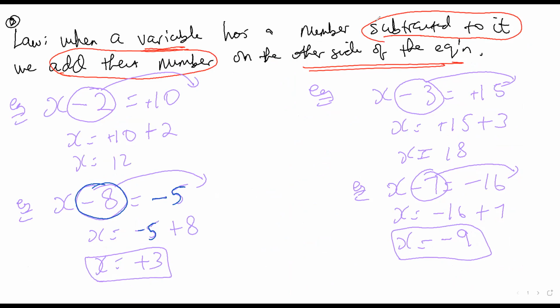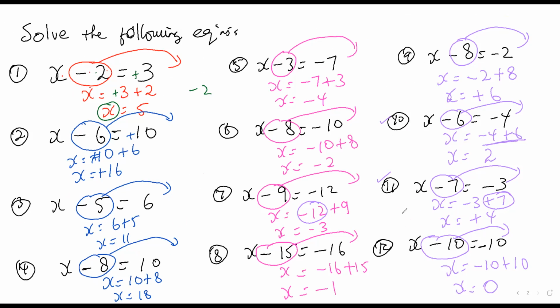When a variable has a number subtracted from it, we add that number on the other side. We need to look at those two laws side by side here, right? So let's pay attention to what is going to take place here. All this will be sent in a group, so don't worry if you miss any corrections or anything. I'll send it in a group chat for you, right?